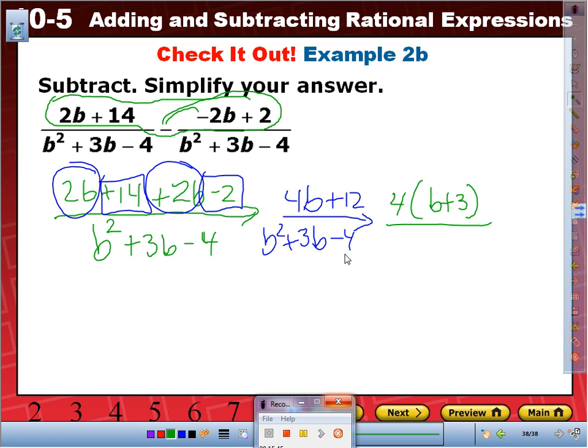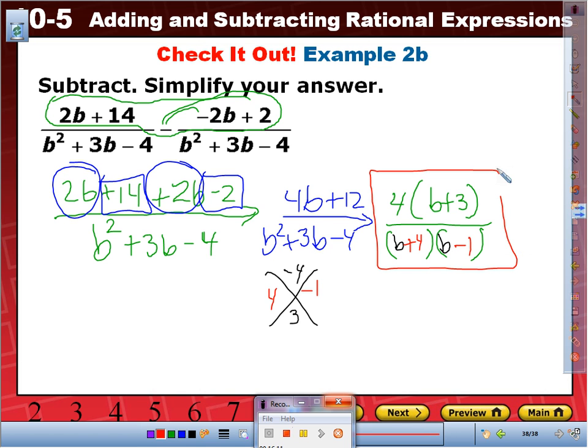This one becomes, let's see, b and b. We need negative 4 and 3. What are my factors? 4 and negative 1. 4 times negative 1, yep. So this is b plus 4, b minus 1. Can we simplify anything out of this? No, so we're done. Since there are no common factors, we're done.